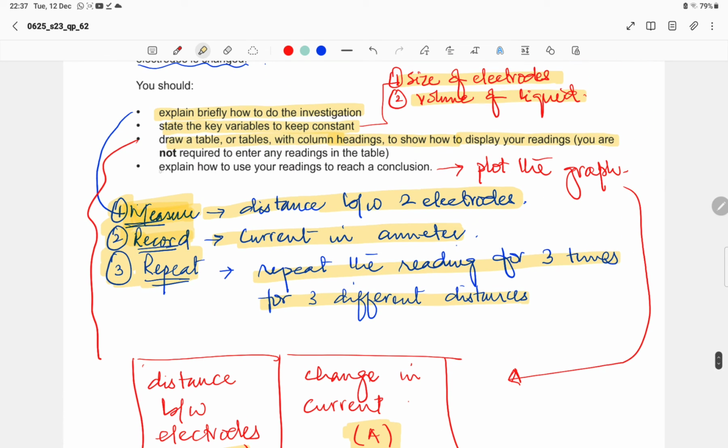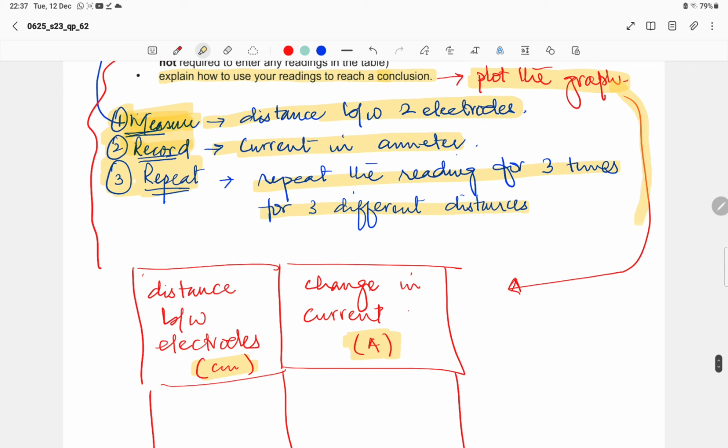Then it's going to be to explain how you use the readings to reach the conclusion. So you have to plot a graph. You are going to be plotting the graph for this: distance on one axis, and the amount of current that is changed on the other axis.